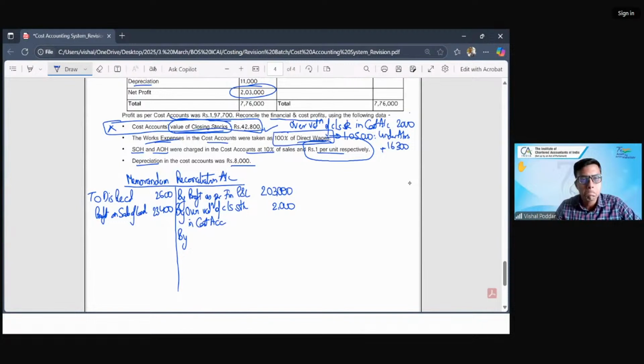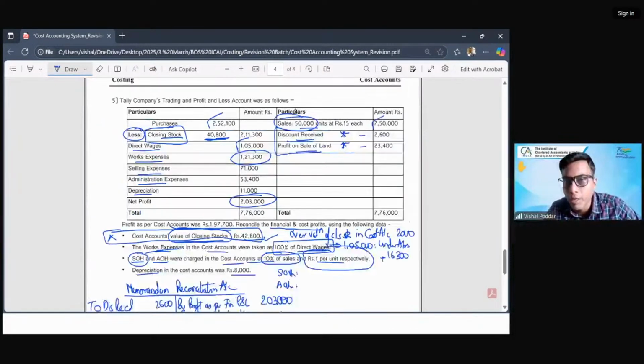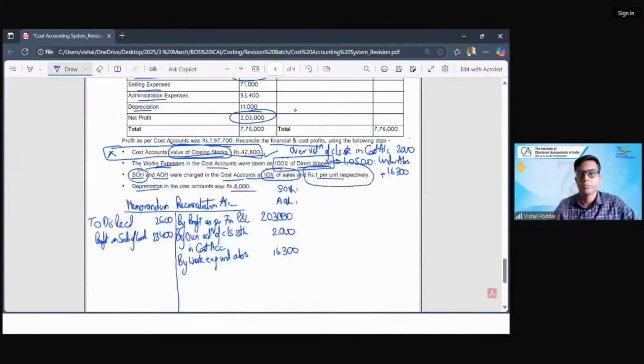By work expenses under absorbed, 16,300. Then selling overheads. How much it is? It is 10% of sales. So let me write it like this: selling overheads and then administration. It is 10% of sales. So how much it is coming? It is coming as 75,000.